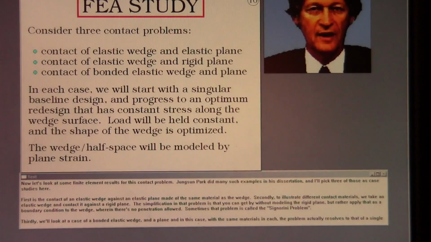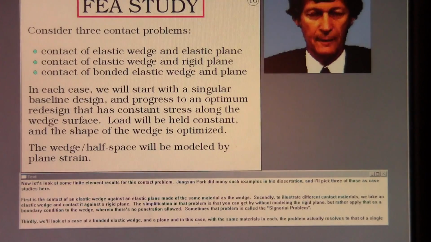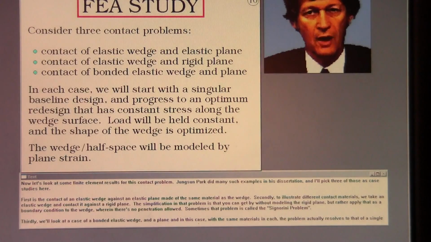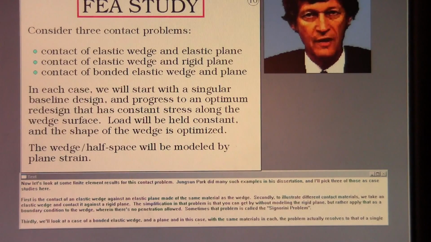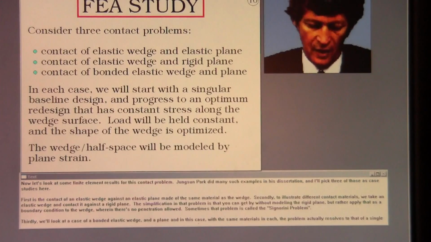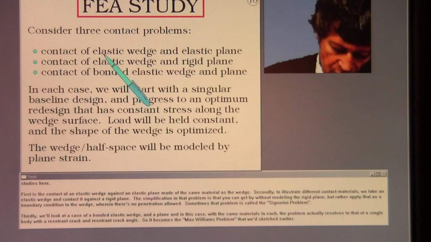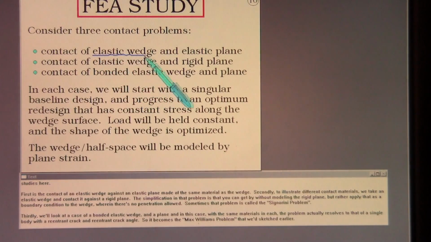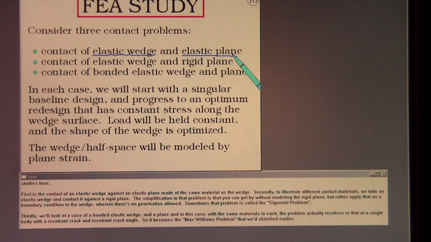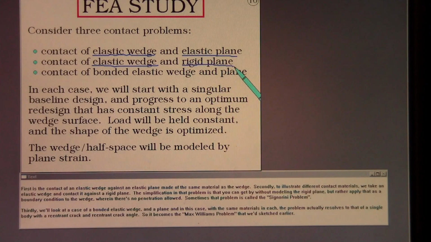Now let's look at some finite element results for this contact problem. Jung-Sun Park did many such examples in his dissertation, and I'll pick 3 of those as case studies here. First is the contact of an elastic wedge against an elastic plane made of the same material as the wedge. Secondly, to illustrate different contact materials, we take an elastic wedge and contact it against a rigid plane.